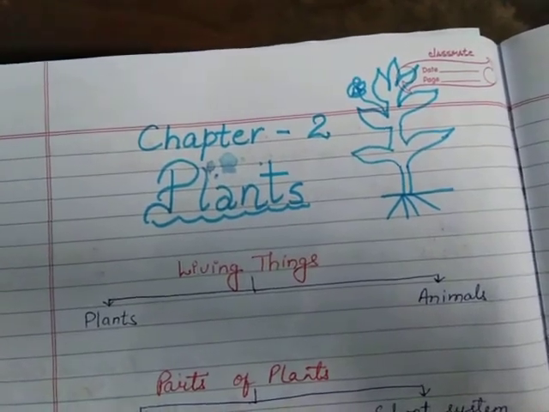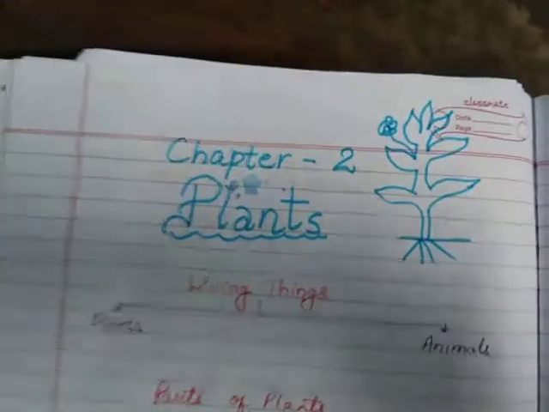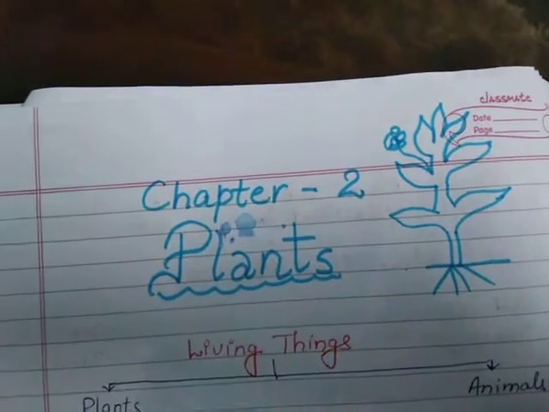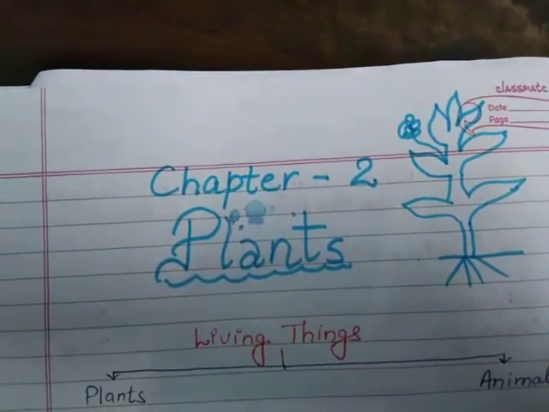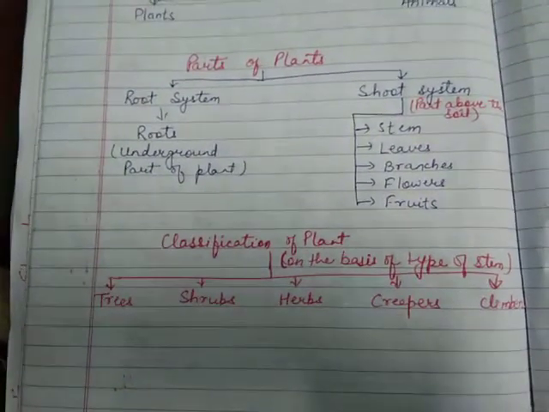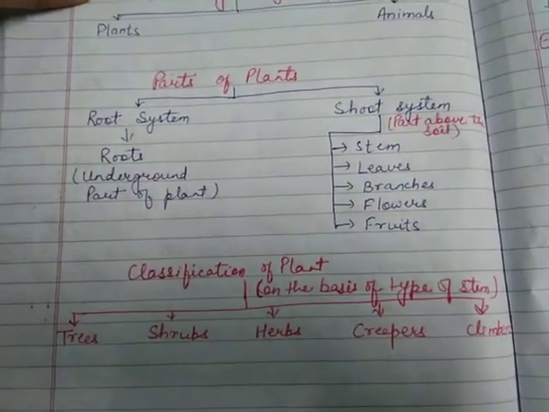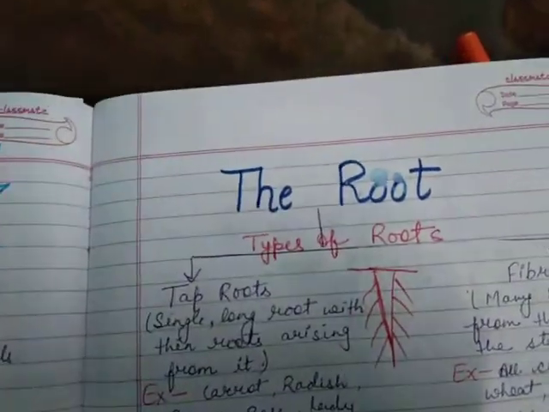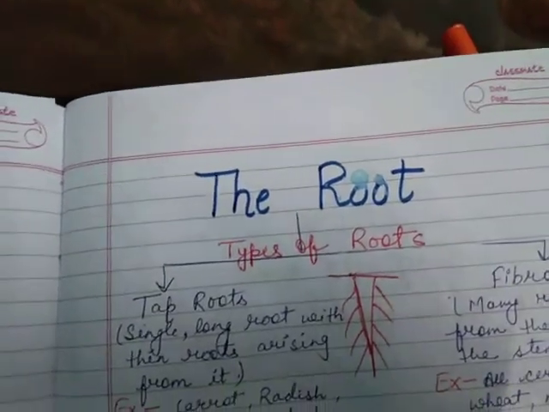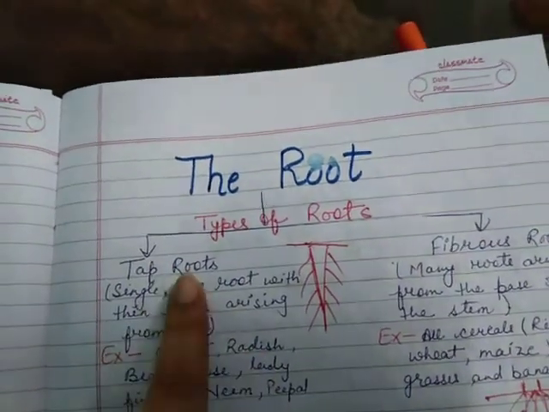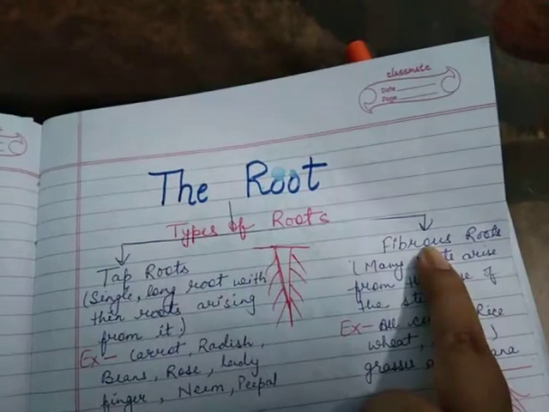We have already completed our chapter 2, plants, in which we have dealt with different parts of a plant, which include the root system and shoot system. Then we have discussed the classification of plants on the basis of their type of stem, and then we have studied in detail the roots of the plant, in which we have studied the types of roots, that is taproot and fibrous root.